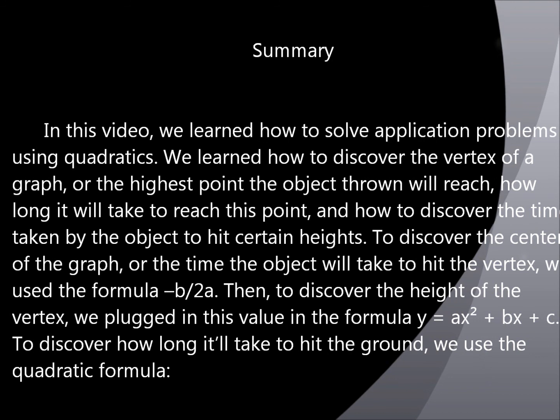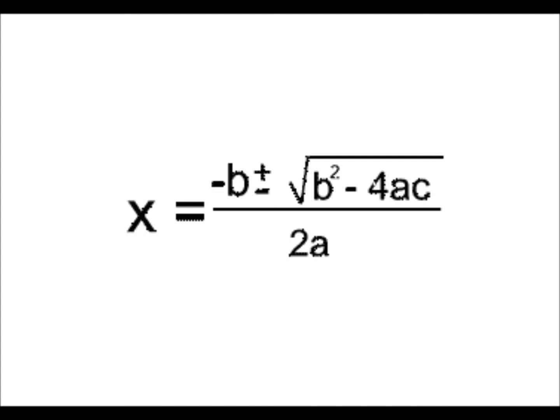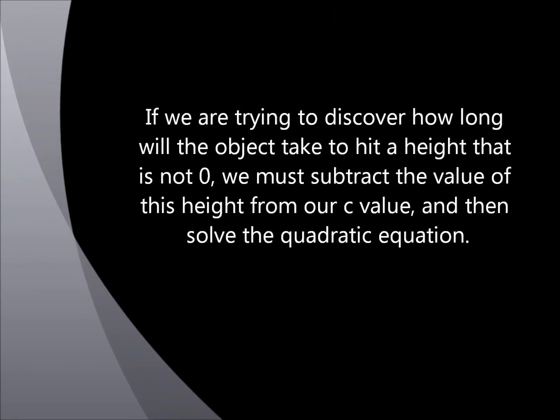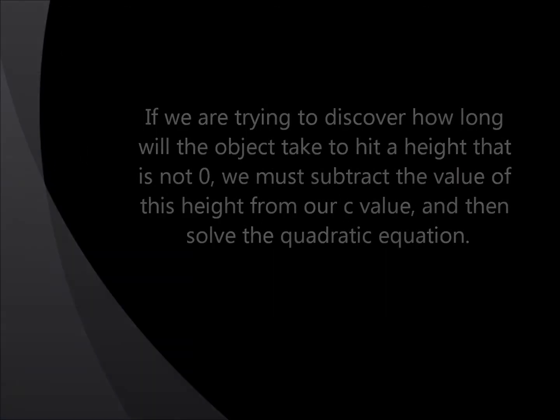To discover the center of the graph, or the time the object will take to hit the vertex, we use the formula negative b over 2a. Then, to discover the height of the vertex, we plugged in this value in the formula y equals ax squared plus bx plus c. To discover how long it'll take to hit the ground, we use the quadratic formula, which is x equals negative b plus or minus the square root of b squared minus 4ac over 2a. If we are trying to discover how long the object will take to hit a height that is not 0, we must subtract the value of its height from our c value, and then solve the quadratic equation.